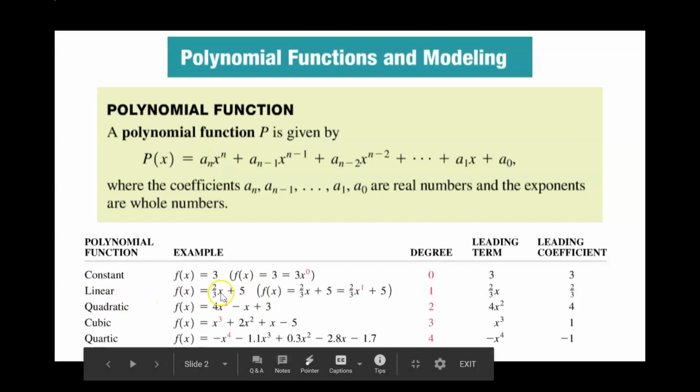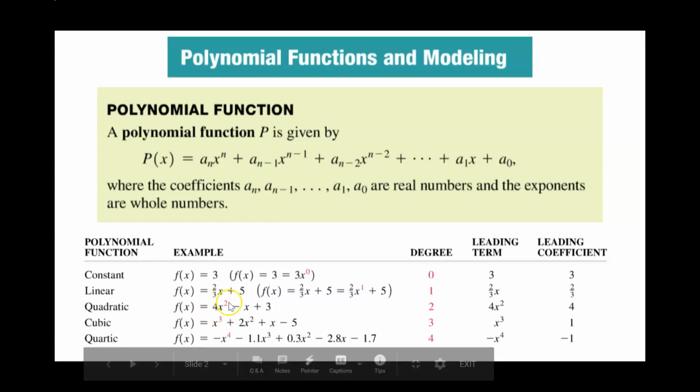So for a linear function, we just have 2/3 x plus 5. So this understood 1 to be up here. This is going to be the leading term. So the degree is going to be 1. The leading term is the first part of the function. And then the leading coefficient is just 2/3. The number or fraction, it does not matter, in front of the variable.